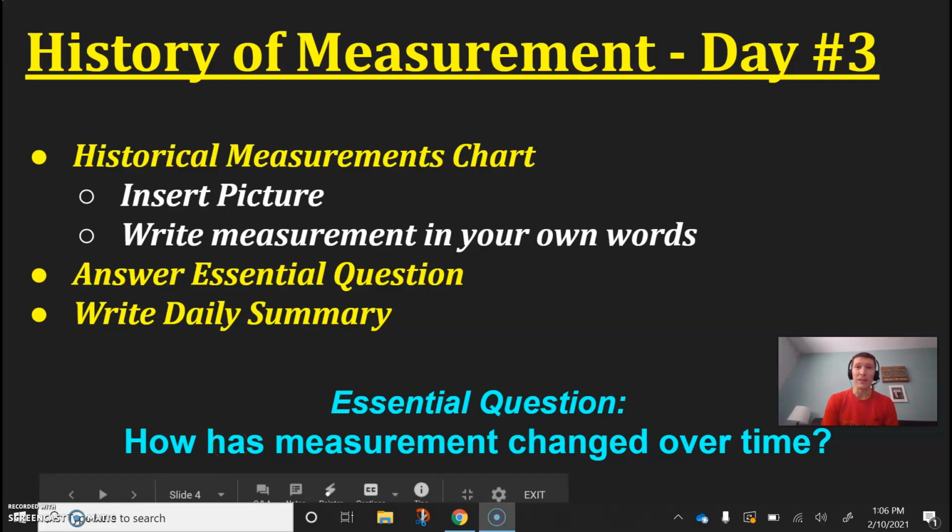Welcome, sixth graders, to day number 3 of this project, History of Measurement. Today you're going to be looking closer at the different ways to measure things in a non-standard way. So it's going to be using body parts.